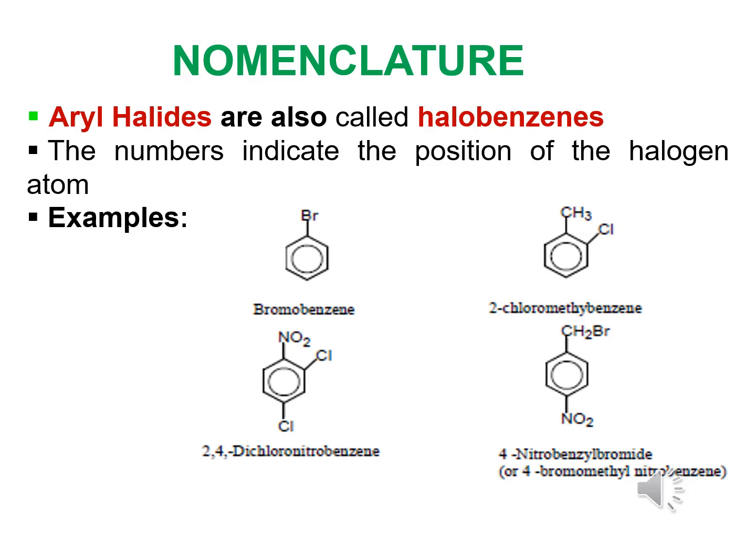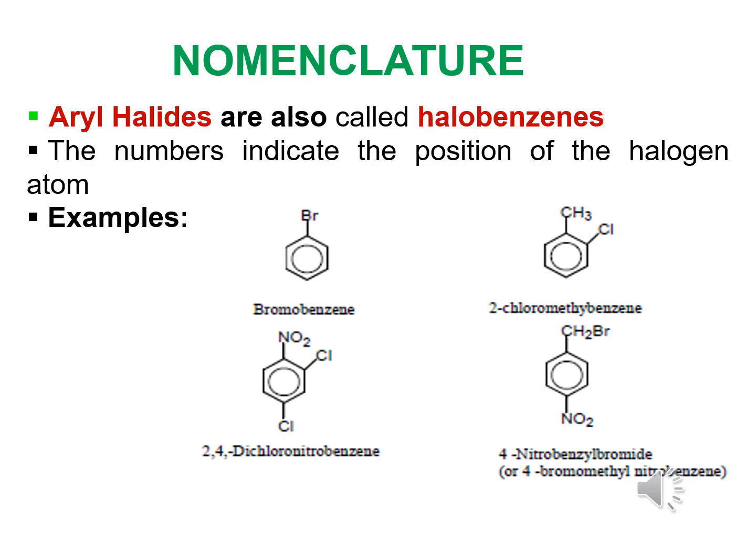When naming aryl halides or halobenzenes, you have to indicate the position of the halogen in the benzene ring. The first compound has only one halogen and no other substituent, so we call it bromobenzene. The second compound has a methyl. Now in an exam, if you have an option that calls methyl benzene toluene, it is much more appropriate. But in this case we are using 2-chloromethylbenzene. It can also be 2-chlorotoluene.